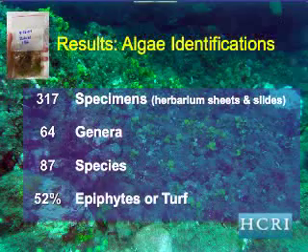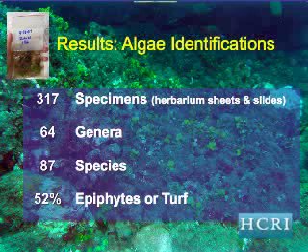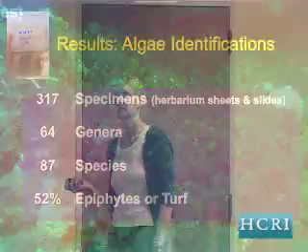What have we done so far? I just started this work in July with Peter. So far, we have 317 specimens. That's 317 either herbarium sheets or slides that we've created. All of the frozen specimens have been analyzed. Out of that, we currently have 64 genera represented, comprised of 87 species. About 52% of these are epiphytes or turf. So there's a lot of diversity of algae present, but a lot of what's there is small stuff.